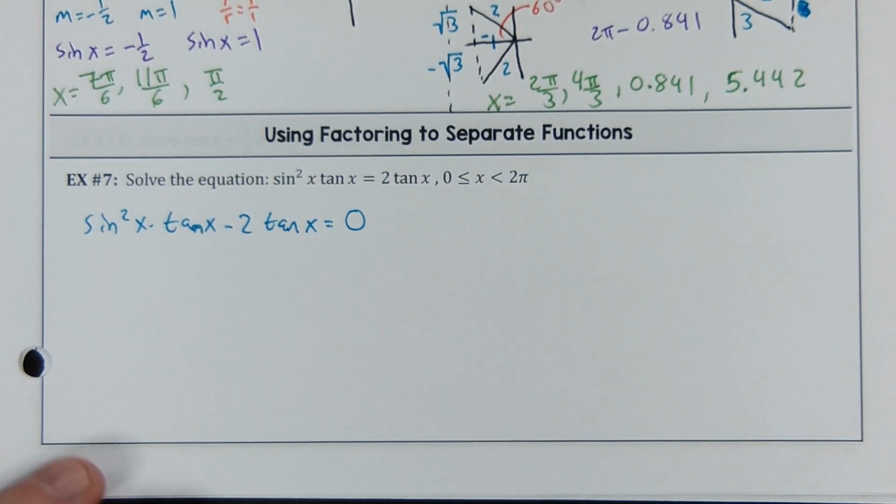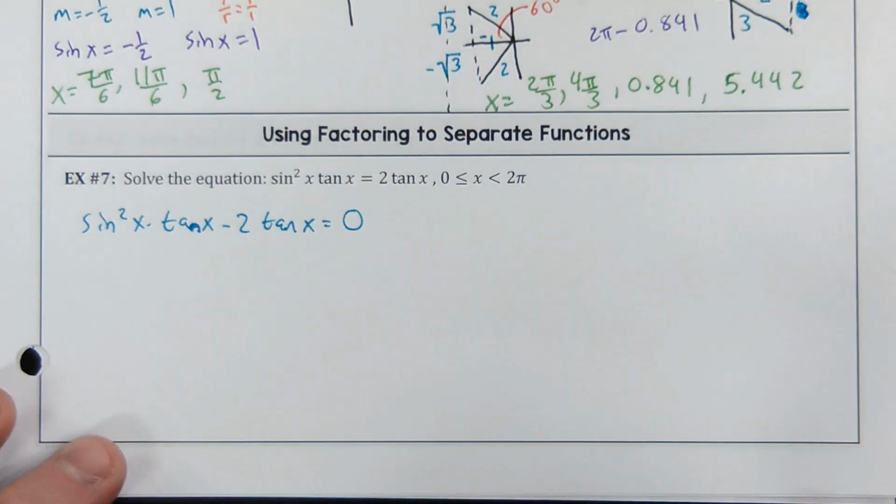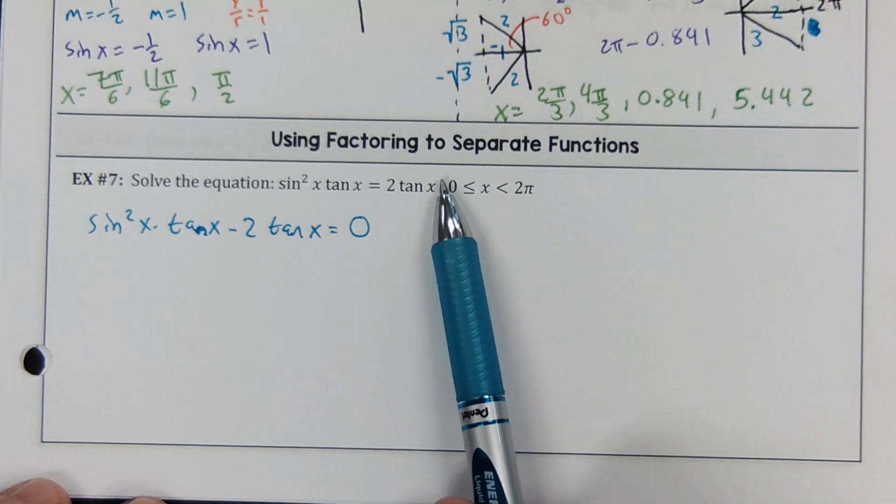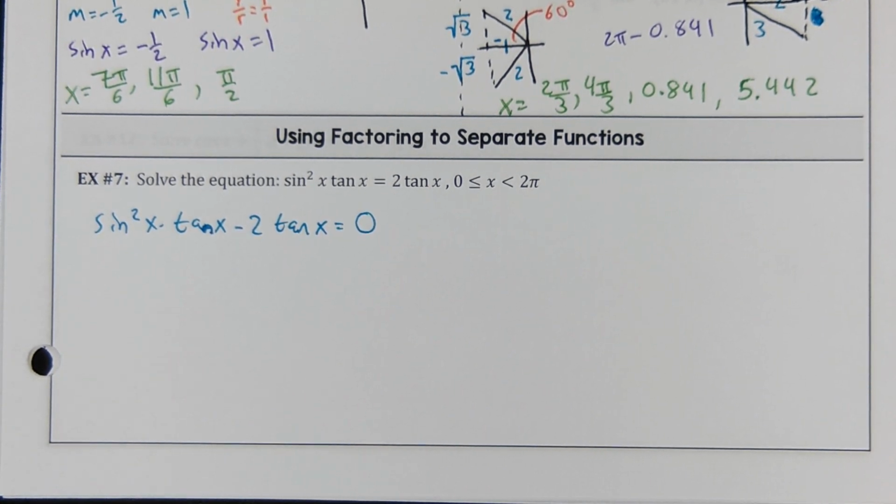Now, before I go any further, I want someone to tell me if they saw another way that they could start it. Nyla? The other tangent. Other than bringing it all to one side. So it looks as though you could divide both sides by tangent x, doesn't it? Unfortunately, you cannot.